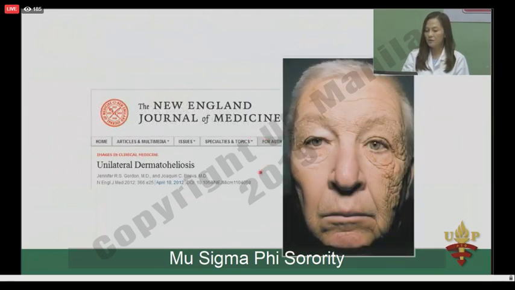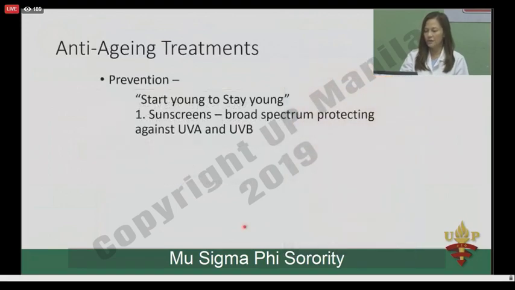Now, this is a photo of unilateral dermatoheliosis, which is unilateral sun damage. This is a photo of a truck driver with no UV protector on the window. So he is driving, and you see the aged skin on the side facing the window compared to the younger looking skin on the side away from the window of the truck. This again reiterates the importance of ultraviolet sun protection.